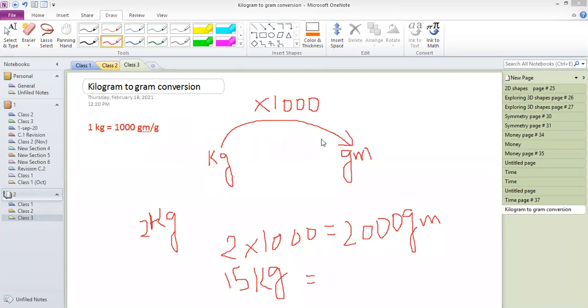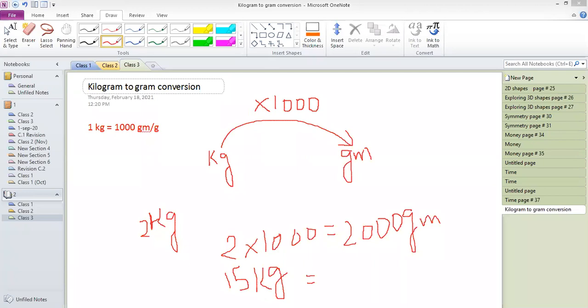Yes, guys. Clear? Yes, sir. Clear. Very good. Now take out your notebooks. We will do some practice for this work. Okay. Take out your notebooks, please.